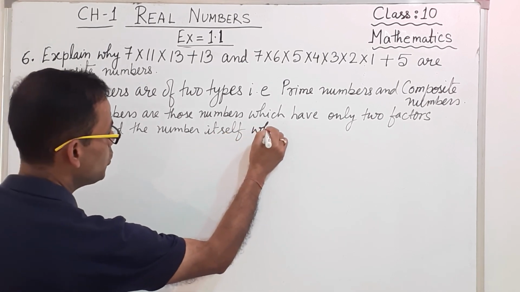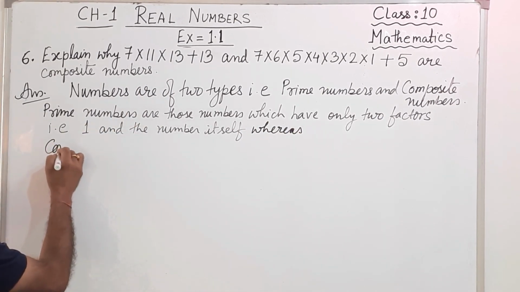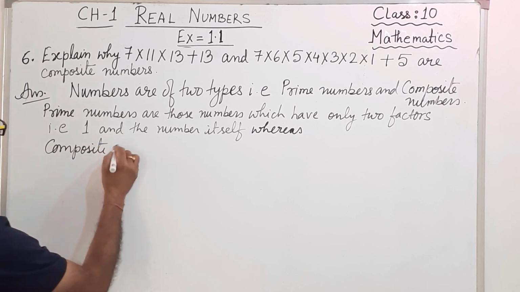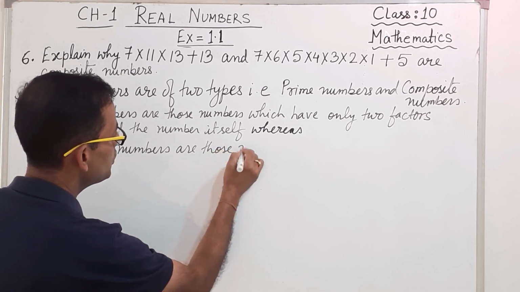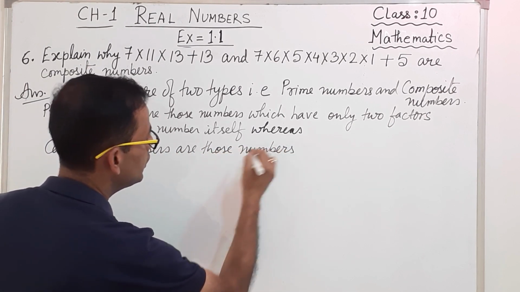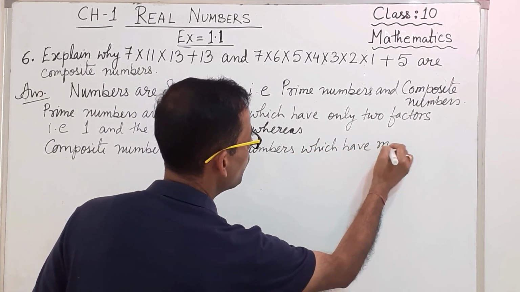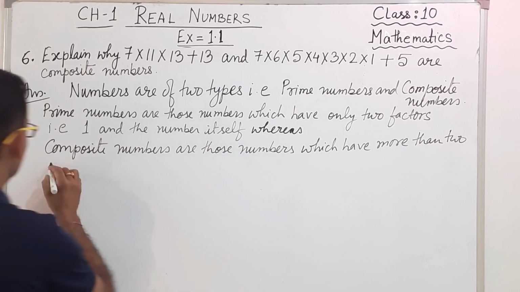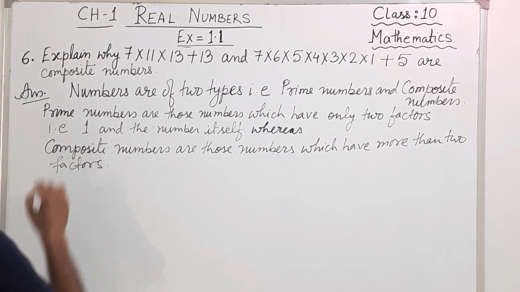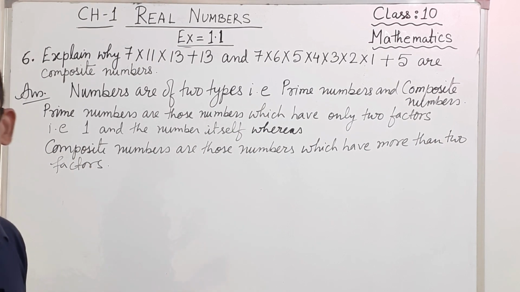Whereas composite numbers, what are they? Composite numbers are those numbers which have more than 2 factors. More than 2 factors. Just the opposite of the prime number. So which are prime numbers? The leftover numbers will be composite numbers. Clear? Now we will see.